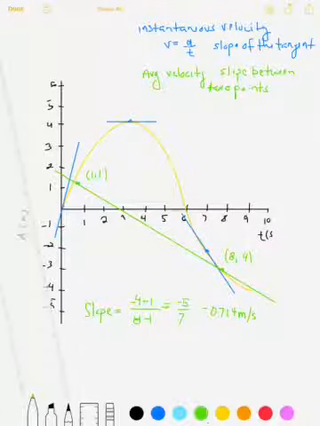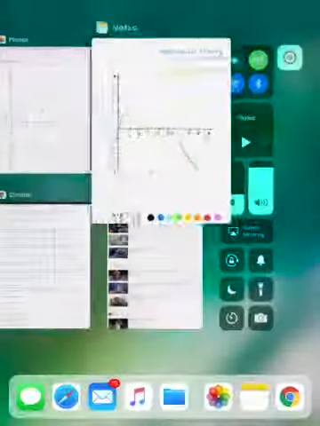All right, so from a slope or a graph like this, you can get instantaneous velocity and average velocity by doing this. The line's tangent to the curve and then the slope of the line between 2 points.